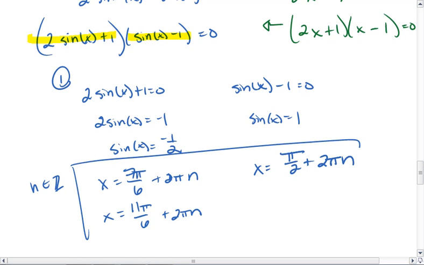And there are your three solutions. 7π/6, 11π/6, and pi over 2, all of those plus 2 pi times n.